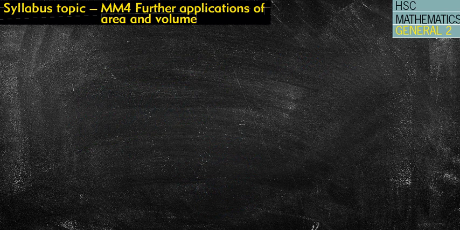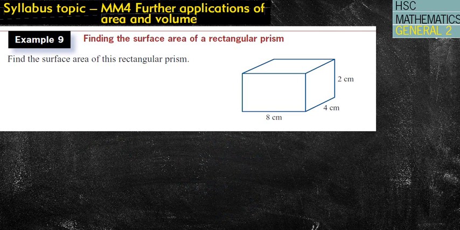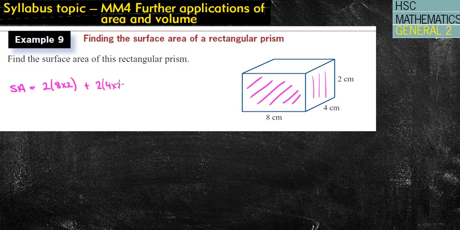So let's have a look at a question. It's pretty basic. Find the surface area of this rectangular prism. Okay, look at that, using the same lengths there. That's a bit coincidental. So, for example, we're going to do surface area equals. This front face will be 8 by 2, and I've got 2 of them, so 8 by 2. Then I've got the side ones, which are these ones here, and that's 4 by 2 or 2 by 4. I've also got 2 of those.